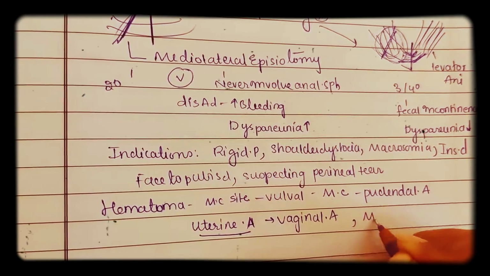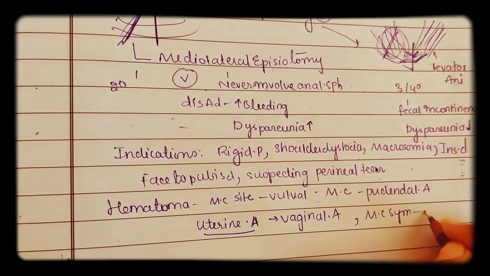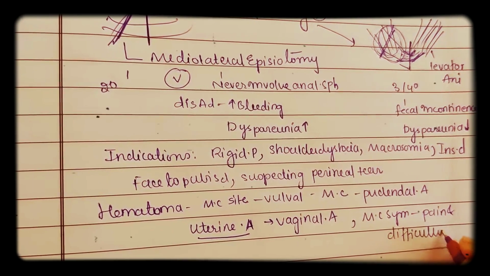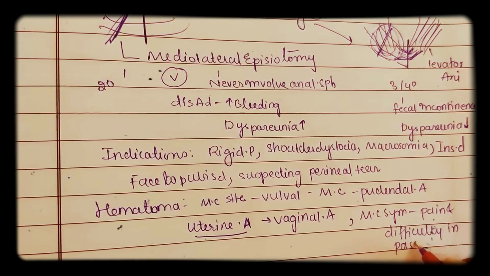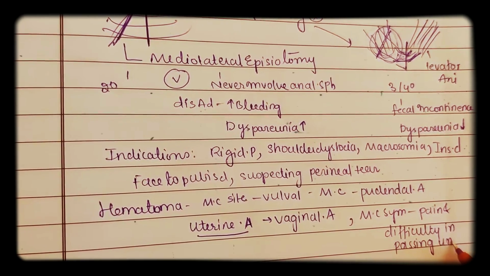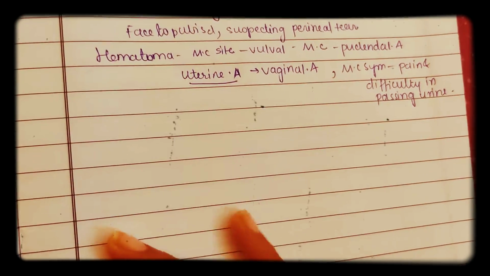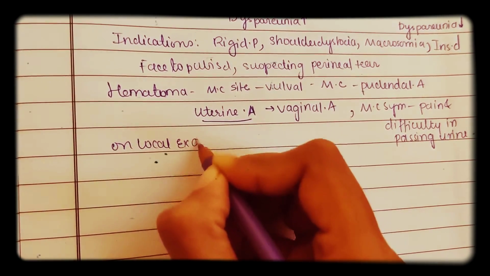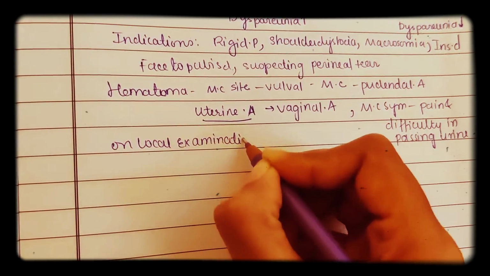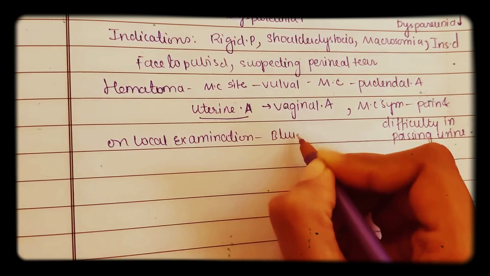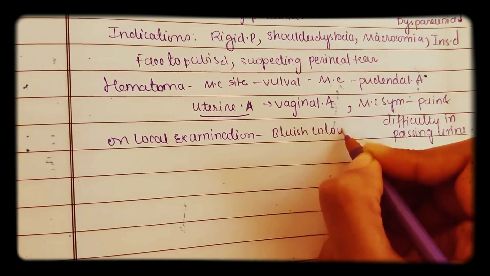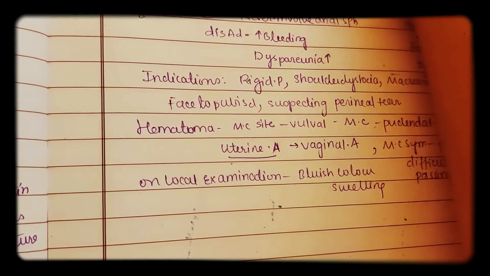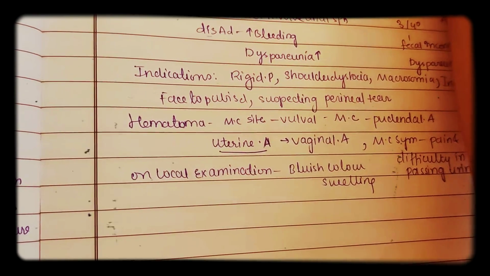And the most common symptom is pain and difficulty in passing urine. Especially in hematoma, there will be very severe pain. On local examination, there will be bluish color swelling, and the management is conservative, that is, you will advise them to put ice packs or use some analgesics.